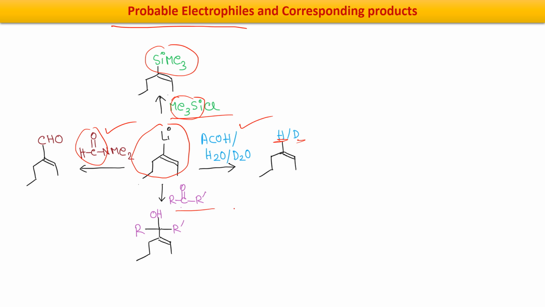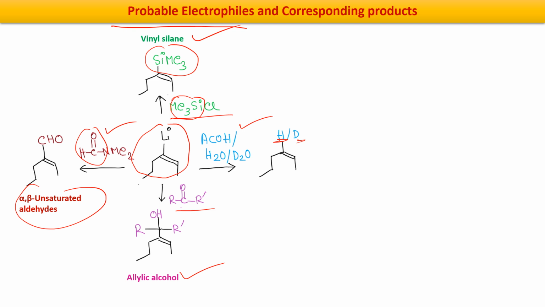And if you are taking this type of ketone or aldehyde, we can also get alcohol. So alpha beta unsaturated aldehyde we are getting when you are taking DMF. Then vinyl silane we can get. Then we can get allylic alcohol when you are taking ketone or aldehyde.